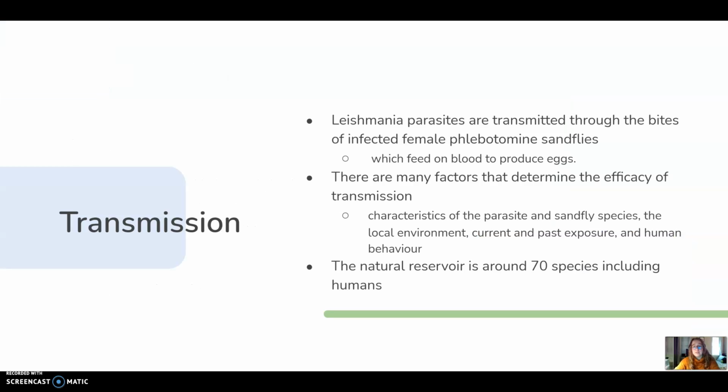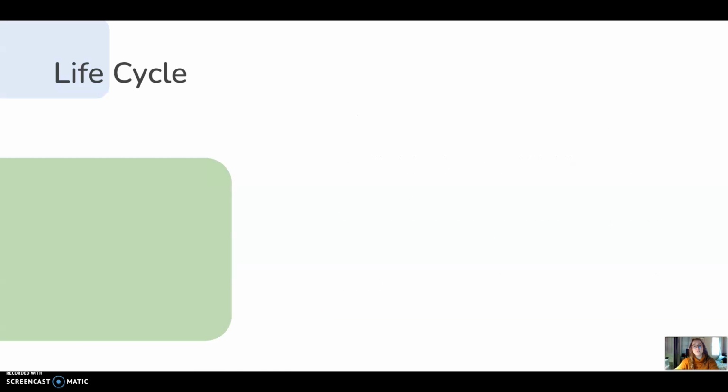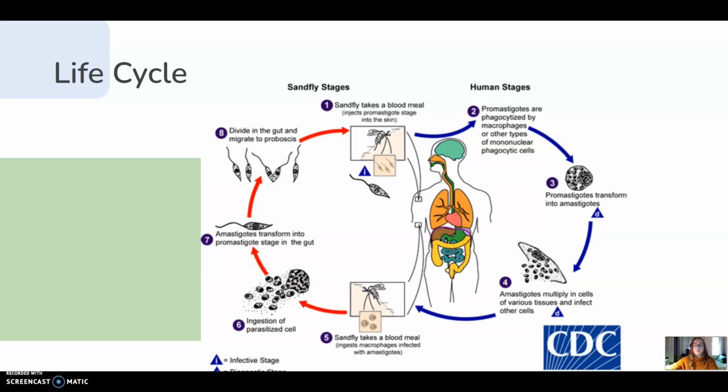Leishmania parasites are transmitted through bites of infective phlebotomine sandflies, which feed on their host's blood to produce eggs. There are many different factors that can determine the efficacy of this transmission, such as species, the local environment, current and past exposure, and human behavior. It has a natural reservoir in around 70 species, including humans. The life cycle happens in 8 steps.